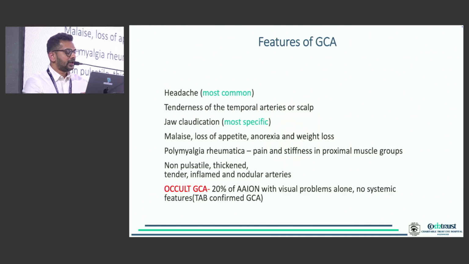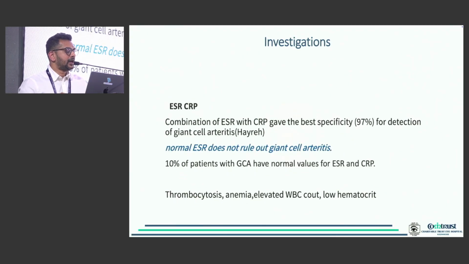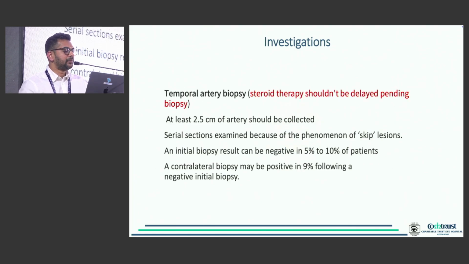One thing to remember is that in 20% of arteritic AON, they can present with visual problems alone without any systemic features. The ESR and CRP remain the main investigations. Together, they can produce a specificity of say 97%, but in 10% of patients, the ESR and CRP can be normal. Temporal artery biopsy is the mainstay, the gold standard for diagnosis.